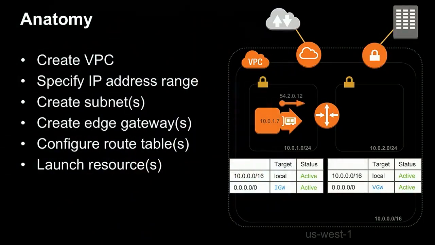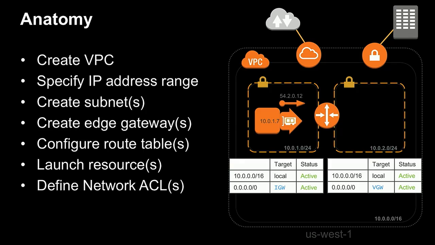Now, once you have the subnets, you can launch instances, right? So I have an EC2 instance here, 10.0.1.7. It has a network interface attached, and I've given this network interface an elastic IP address, a publicly routable IP address from Amazon's IP pool, 54.2.0.12.